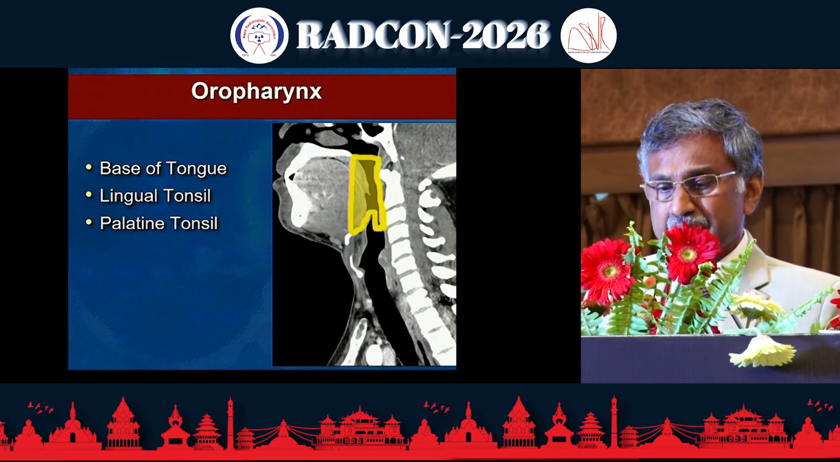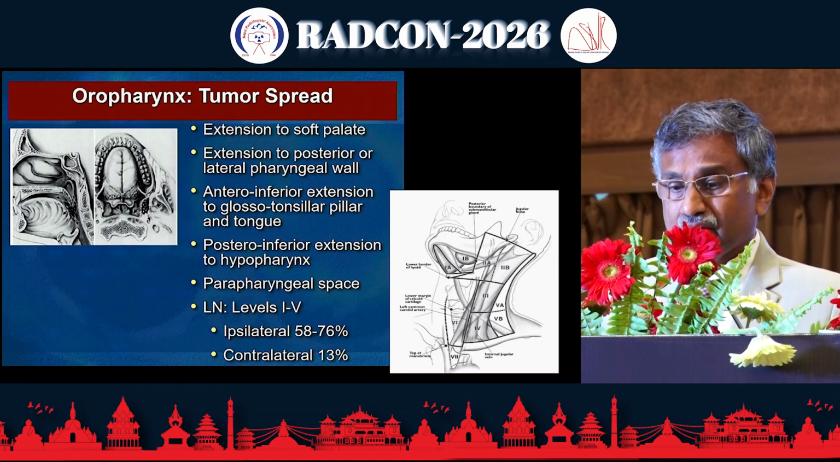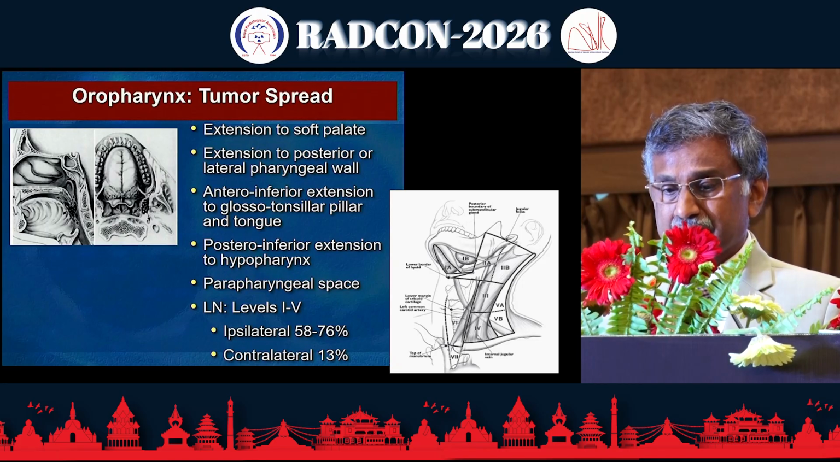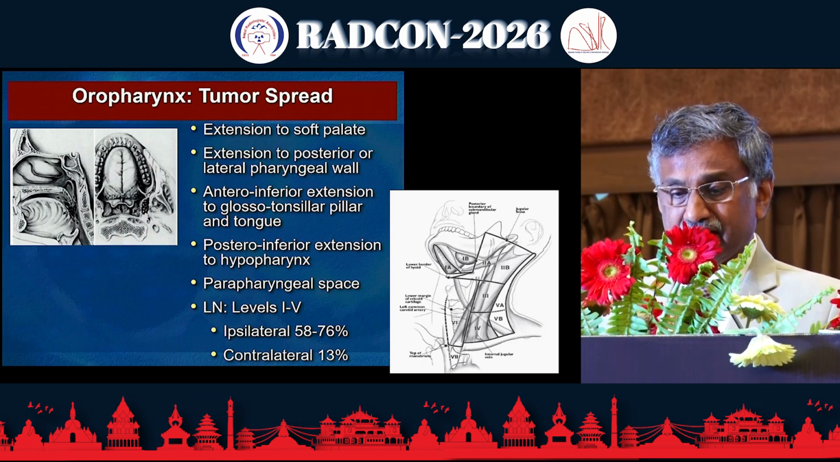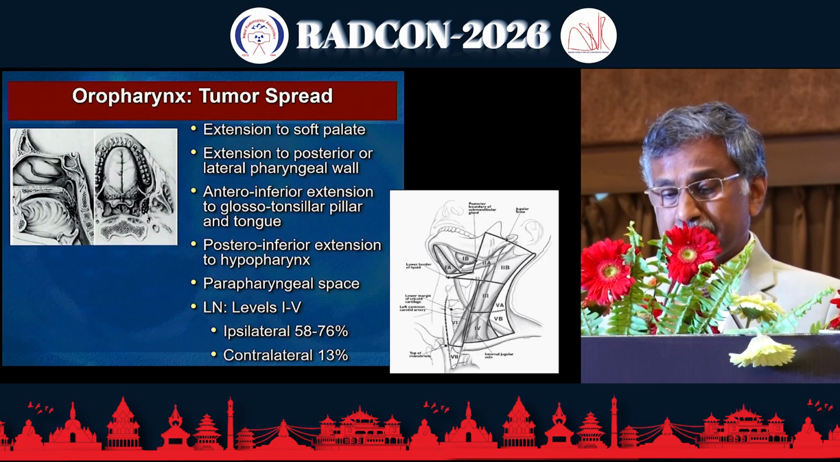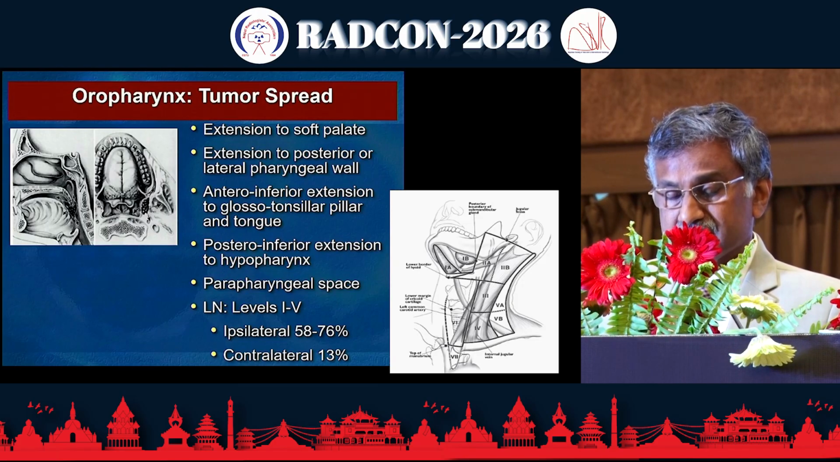This is the area where the tumor spreads. The soft palate is from the oropharynx. It spreads in the soft palate superiorly, with extension to the posterior lateral pharyngeal wall laterally, anterior-inferior extension to the glossotonsillar pillar and tongue, and a posterior-inferior extension into the hypopharynx. This is the area where it can spread, and there is lateral extension into the parapharyngeal space.